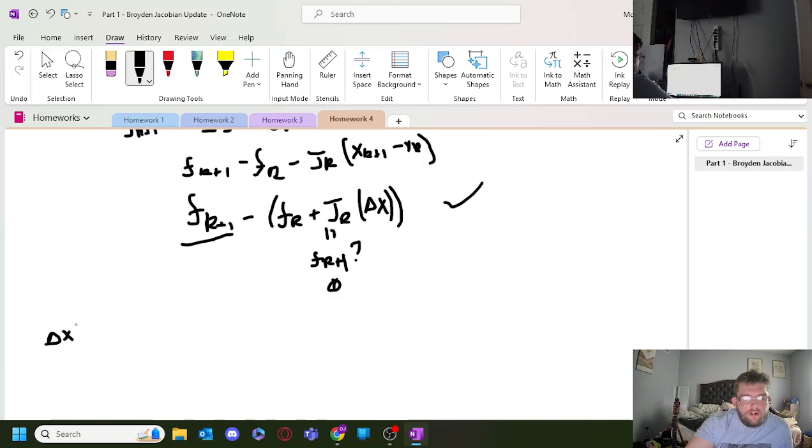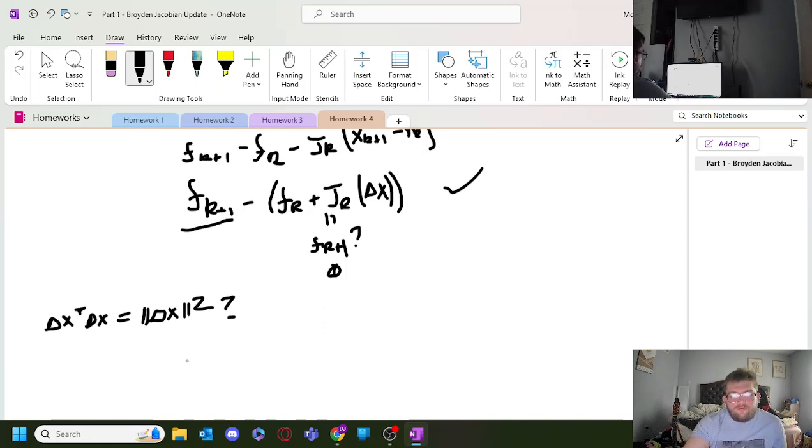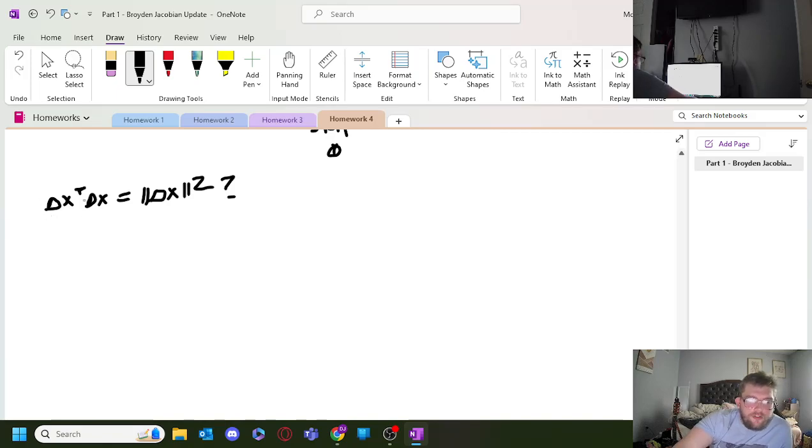Delta x transpose delta x, and now does that equal the norm of the delta x vector squared? Well, let's think about this left side first. Your delta x transpose is going to be a vector that is one row by n elements, multiplied by a column vector that has n rows and one column.